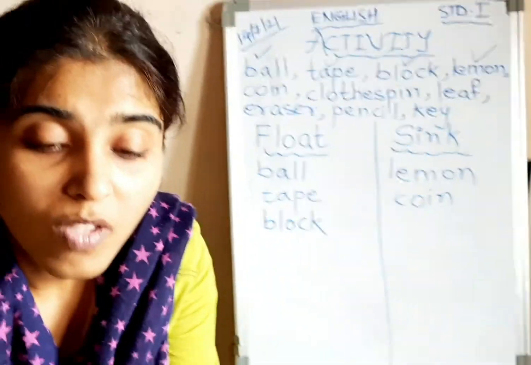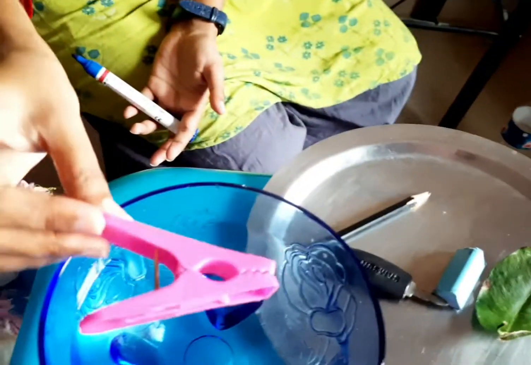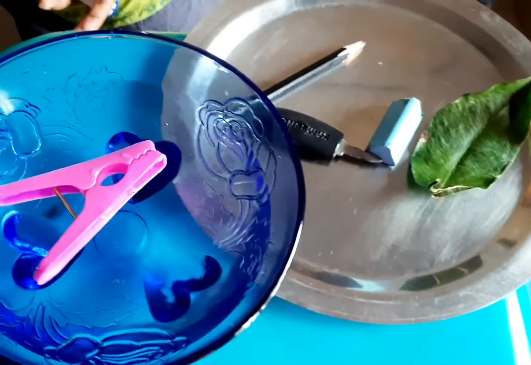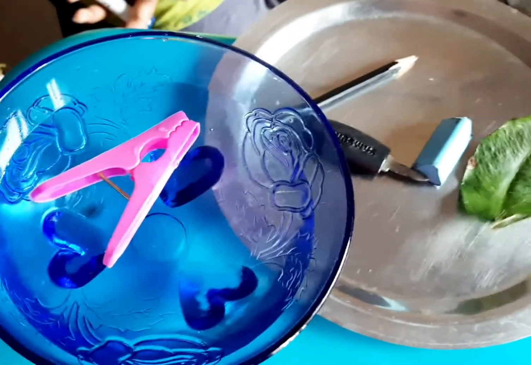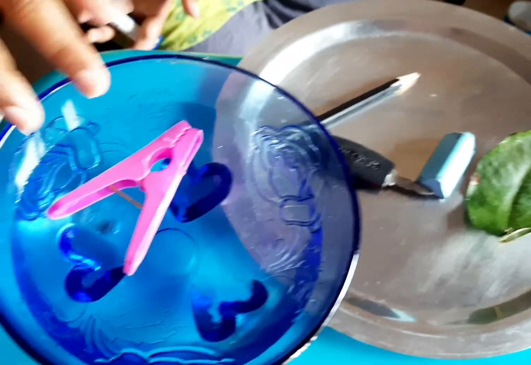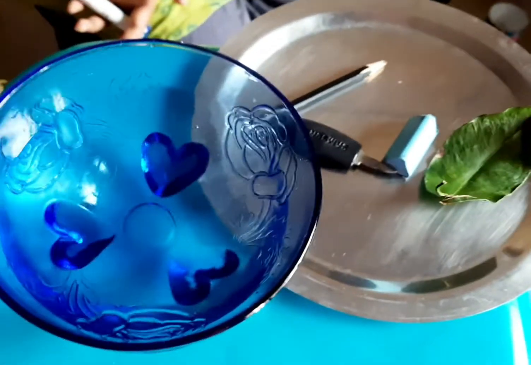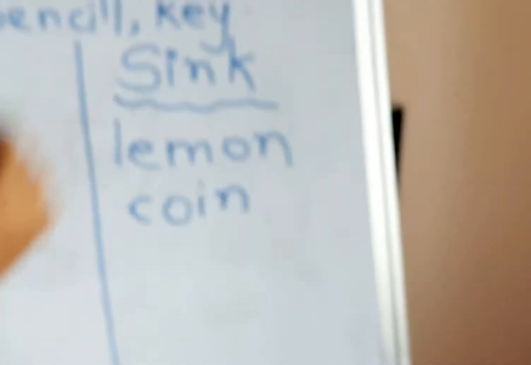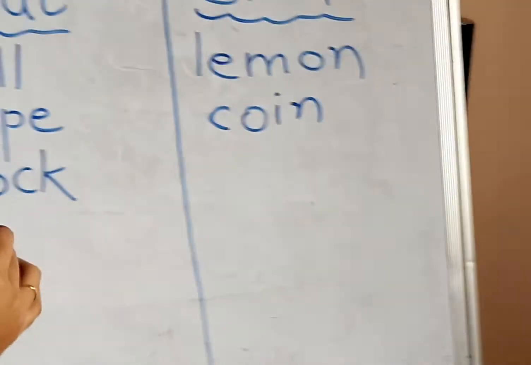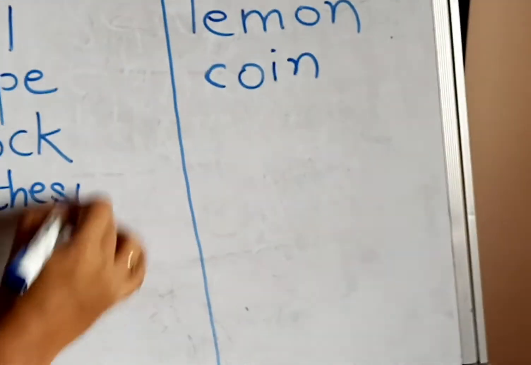Next we have a clothespin. So here, guys, we have this clothespin and I am putting this clothespin in the water. See what is happening. The clothespin is floating on the water. So I can write the name of this clothespin under the float column. Clothespin floats on the water. Yes. Now let us see what do we have next.